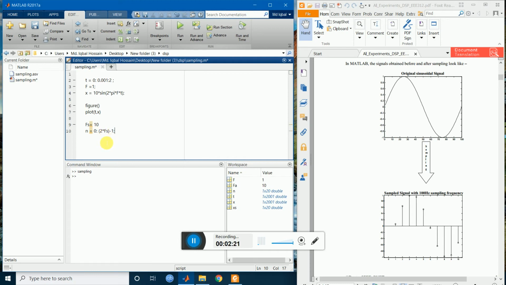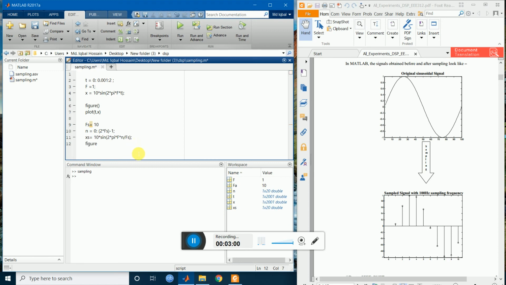Okay, now I have to find the sampled signal. This is equal to 10 sine 2 pi. Now I have to give f out there and give n out there, and divided by the sample frequency. So this is a discrete time signal. So let's plot this.